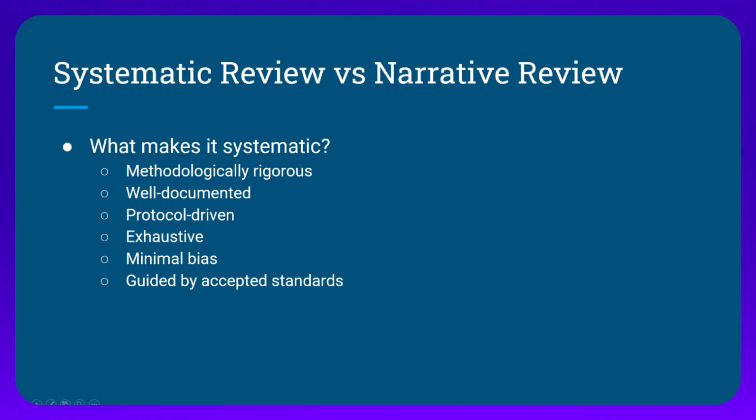So to sum up, what makes a systematic review systematic is the following. They are methodologically rigorous, and they are also performed based on protocols with well-documented procedures, as the methodology will need to be reported when it comes time to write the manuscript. Additionally, these projects are meant to be an exhaustive search of all literature, done in such a way as to minimize the introduction of bias, and all of this performed based on accepted guidelines and standards.